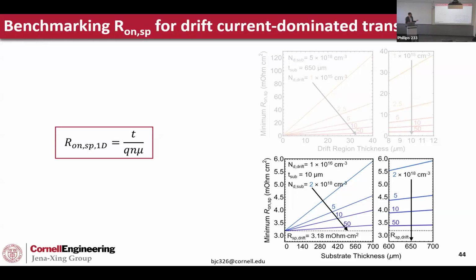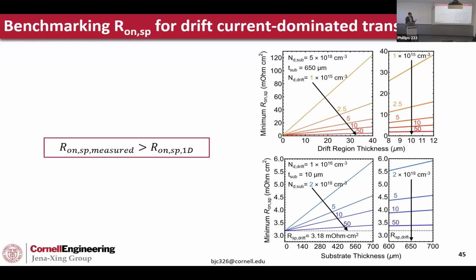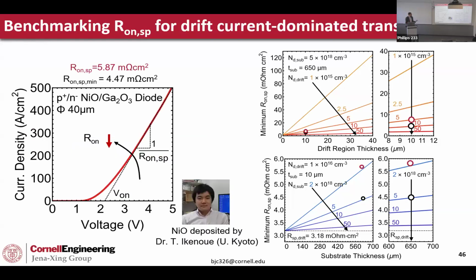Notably, like I said, this is a minimum, so I can look at some of the devices that I've made in the past. I'll just take one, a one-sided PN Schottky PN diode, that was nickel oxide deposited on gallium oxide by our colleague, Dr. Takumi Kanoe from University of Kyoto. And we see that the on-resistance that I measure is 5.8 milliohm centimeter squared, and that does indeed follow our prediction that it should be greater than or equal to the material limit.